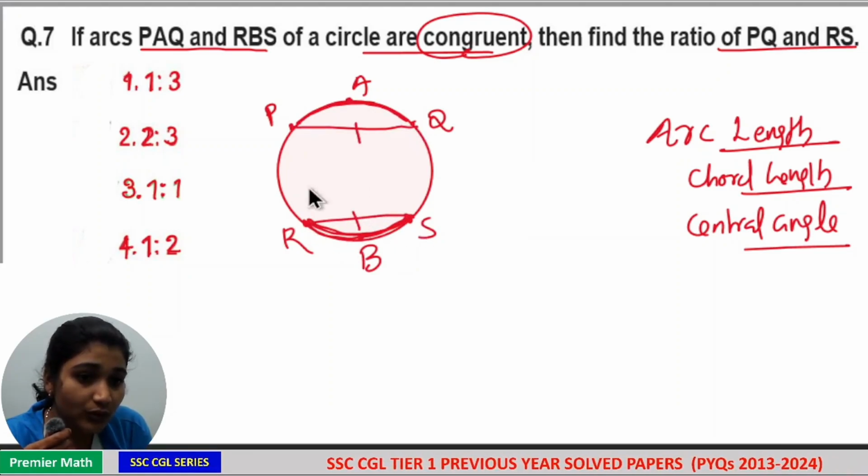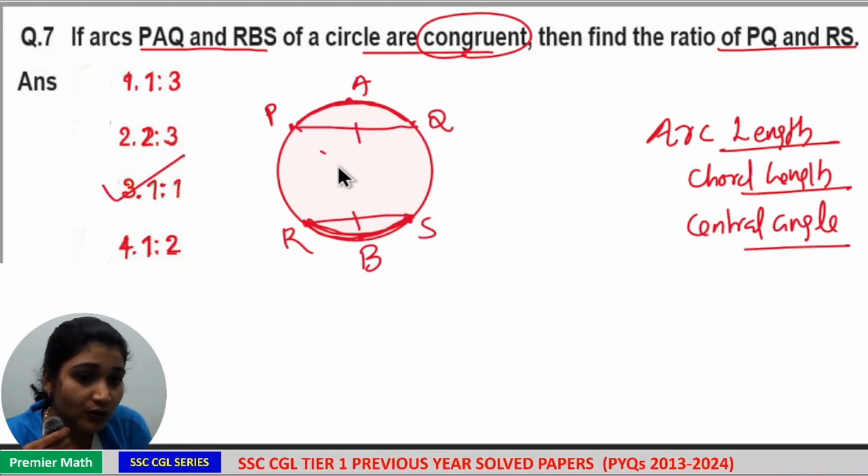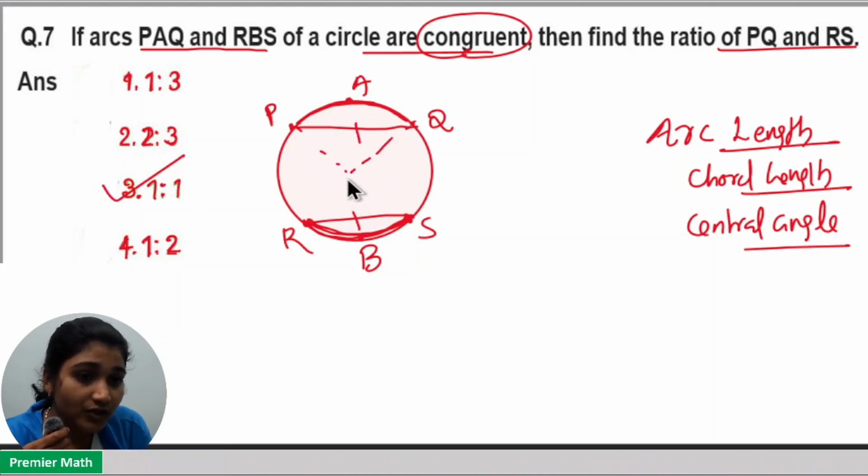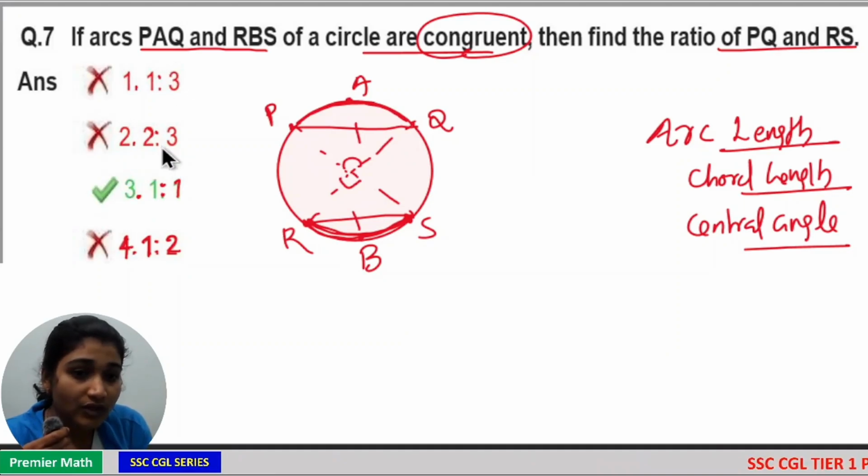So PQ is equal to RS, a 1:1 ratio. Also, the central angles of these two arcs are equal. That is, this angle is equal to this angle. So option 1 is your answer. PQ is equal to RS, which is in the ratio 1.